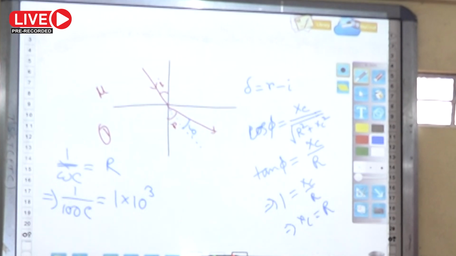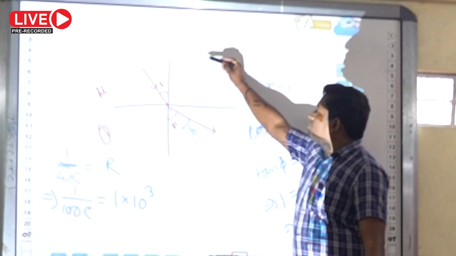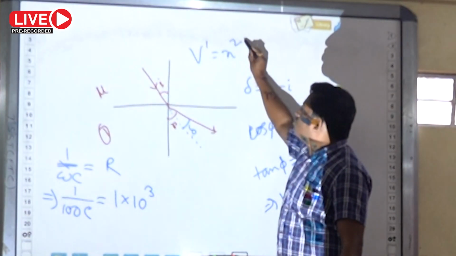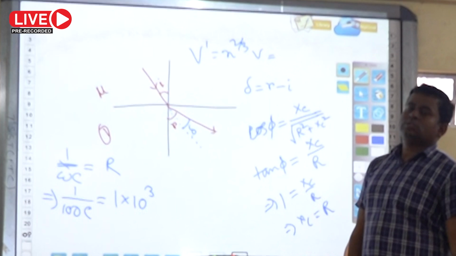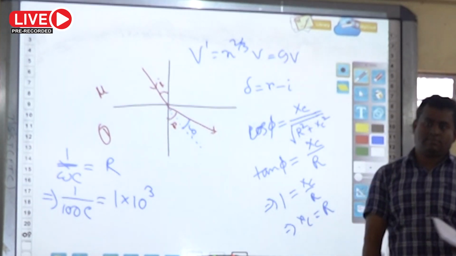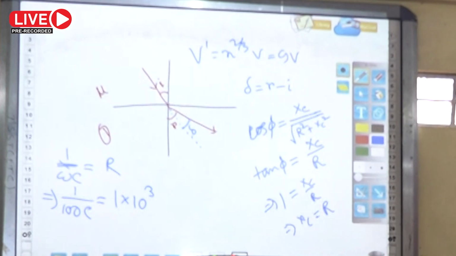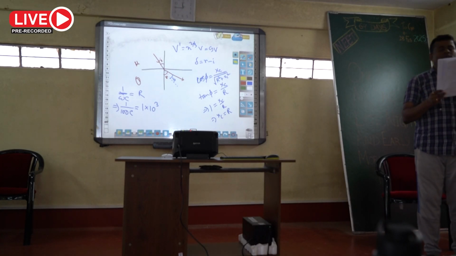For the next question, you can apply the direct formula: V prime equal to n to the power 2/3 times V. Because whenever this kind of combination comes, you first find the radius, and from that, when you find the potential, it will be n to the power 2/3 into V. Now n is given as 27, so 27 to the power 2/3 is 3 to the power 2, that is 9. So it will be 9V. V is given as 10, so it will be 90 units.